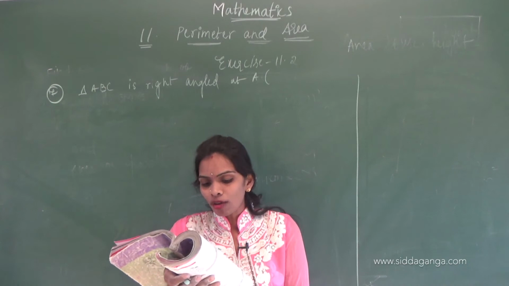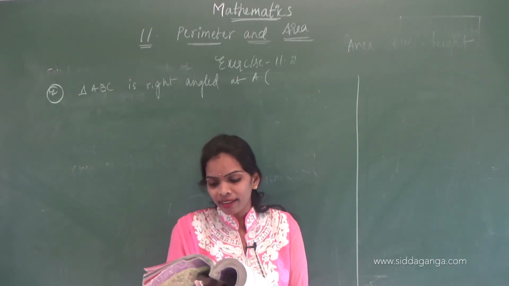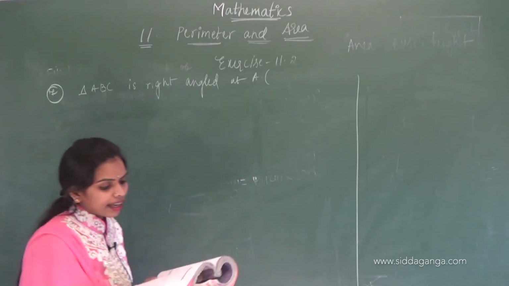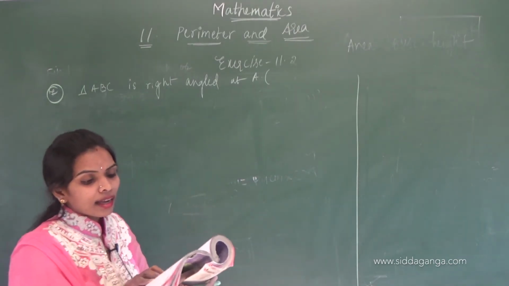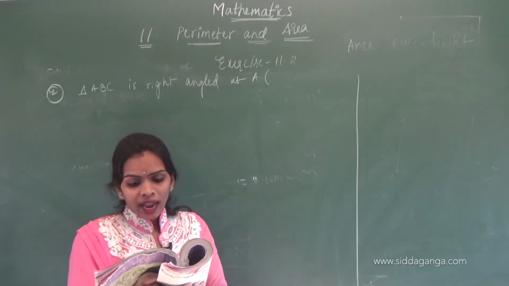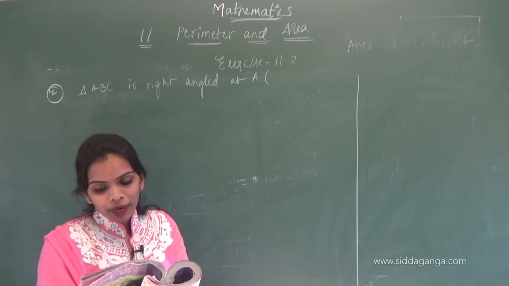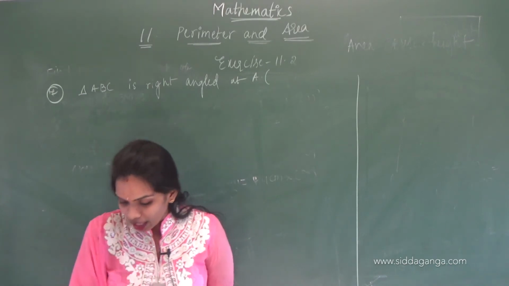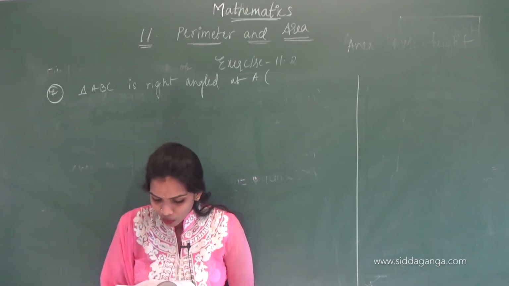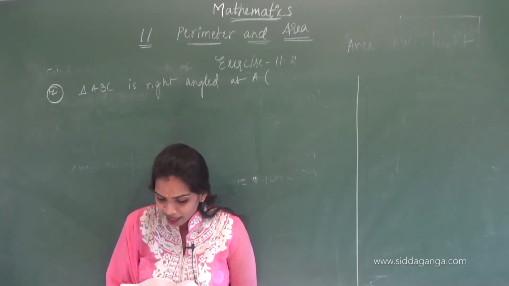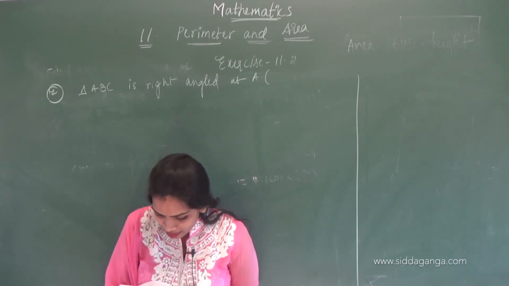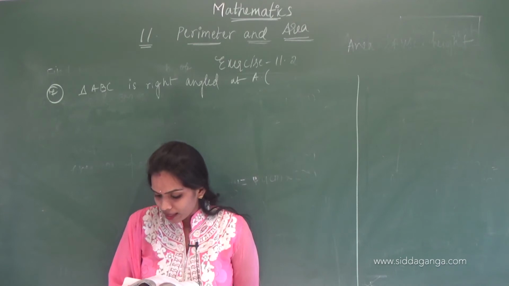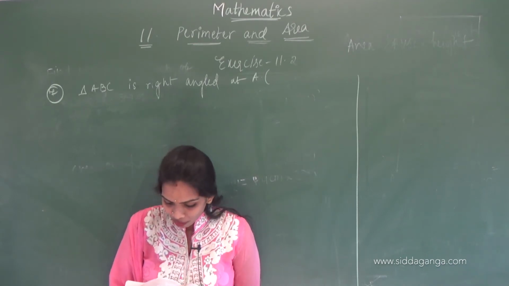Also find the length of AD. Triangle ABC is right angled at A. AD is perpendicular to BC. If AB equals 5 centimeters, BC equals 13 centimeters and AC equals 12 centimeters, find the area of ABC. Also find the length of AD.